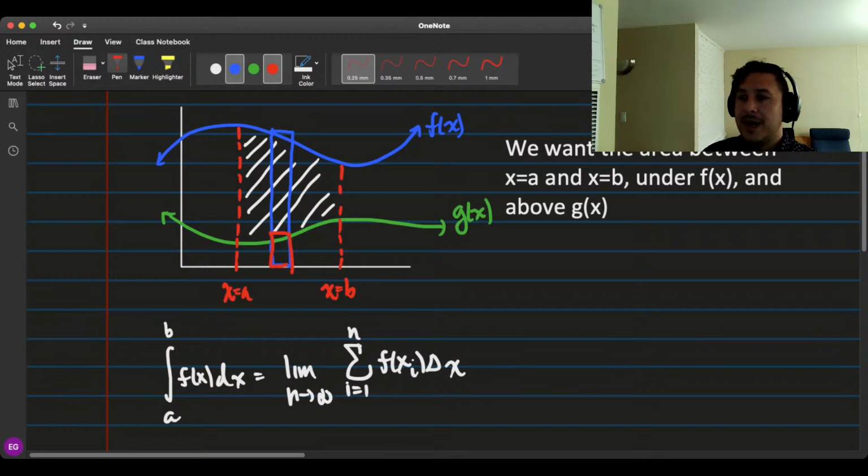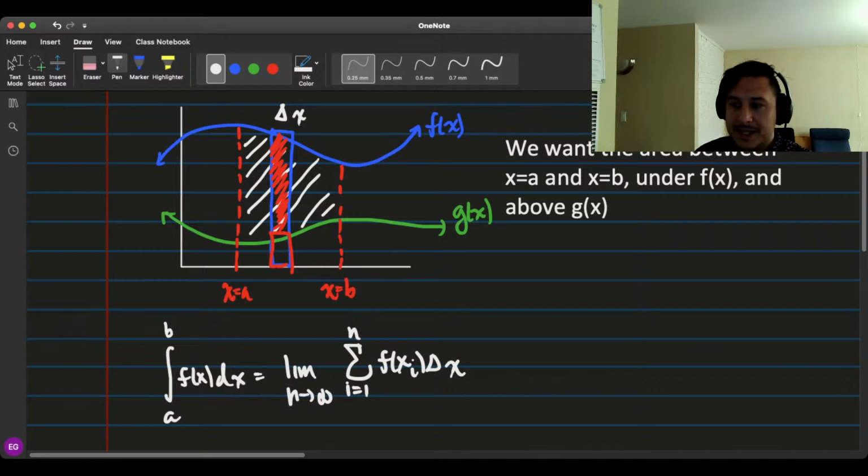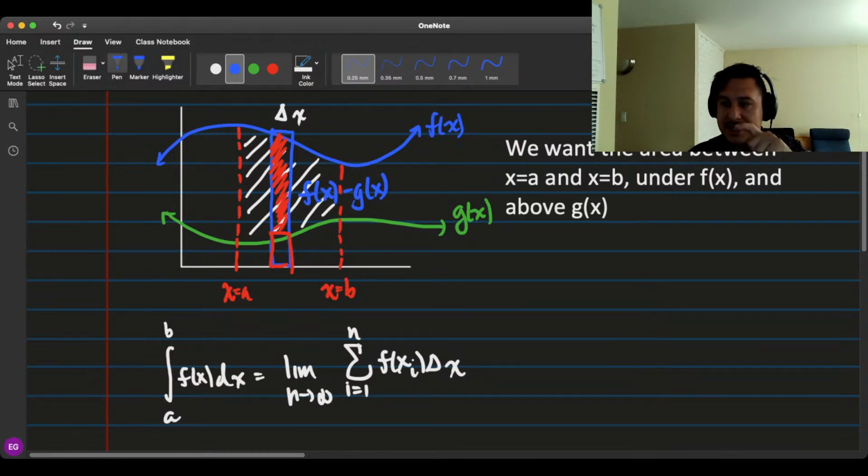And the one we're actually interested in, which I'm going to highlight with red, its width is delta x, and what's the height of this thing? The height is f of x minus g of x, right? Do you see the part that you actually want here in red? That's f of x minus g of x in terms of height.